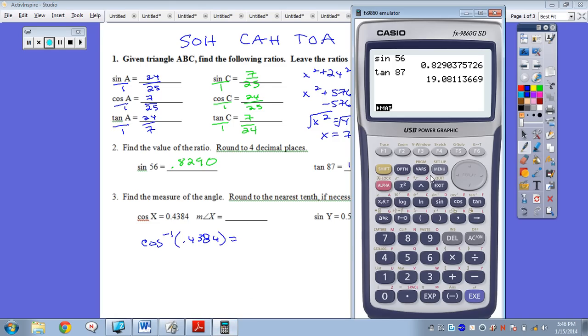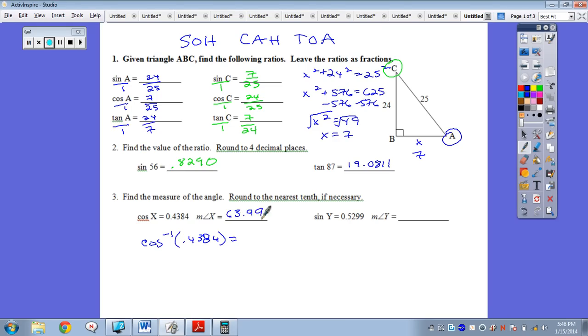To get the inverse of cosine, you're going to hit shift cosine, so now you've got the cosine of -1, and you are going to put your decimal 0.4384, hit enter. Alright, so the angle degrees for angle x is 63.99. So if you took the cosine of 63.99, you would get 0.4384.